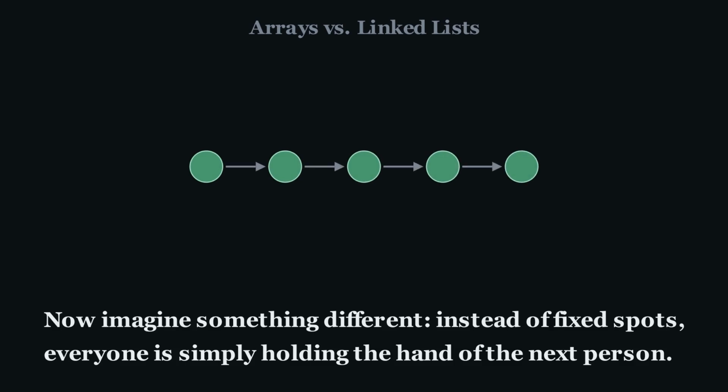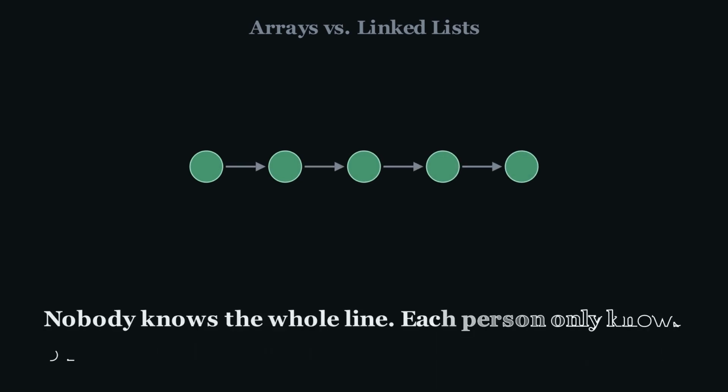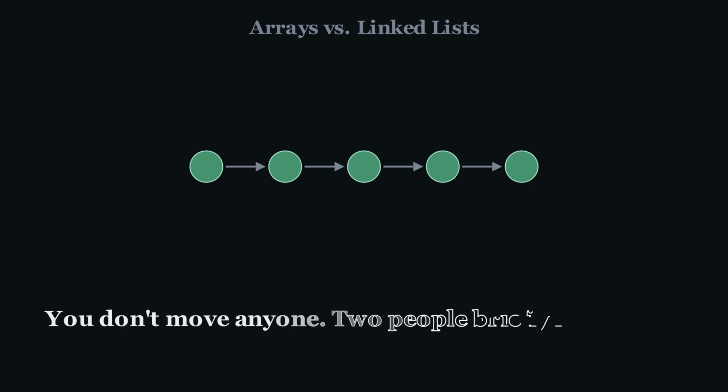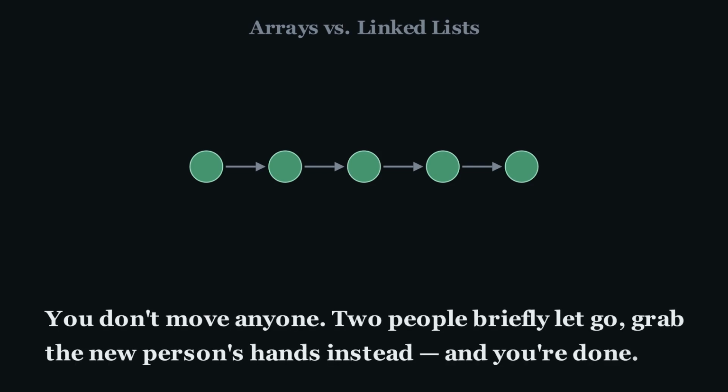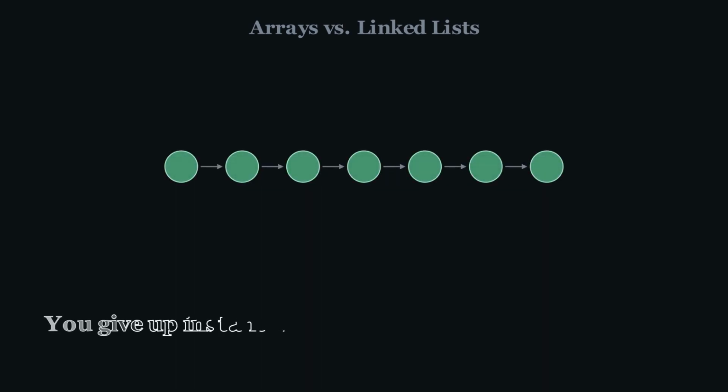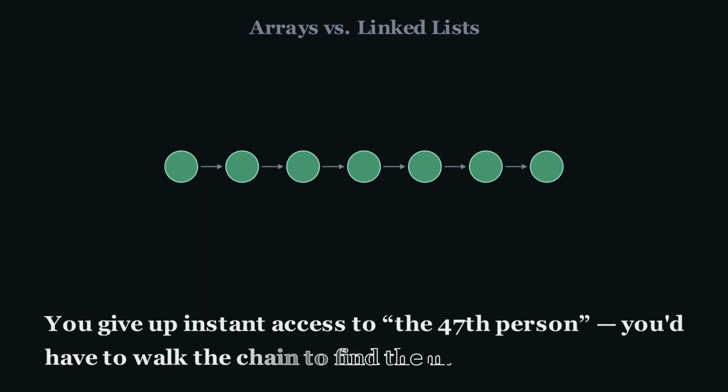But now imagine something slightly different. Instead of fixed spots, everyone is simply holding the hand of the next person. Nobody knows the whole line. Each person only knows one thing, whose hand they're holding. To insert someone now, you don't move anyone. You just have two people briefly let go, grab the new person's hands instead, and you're done. One tiny local change and the whole line has updated. This is the idea behind a linked list.